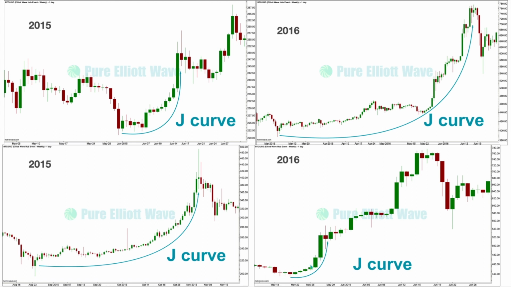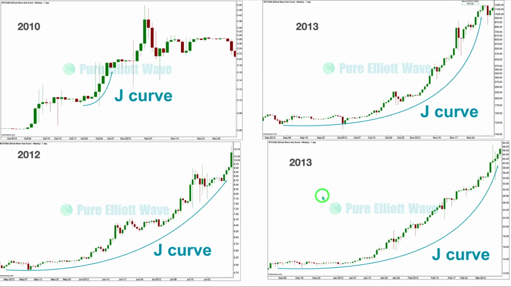So in 2016, really nice J curve here. Going all the way back to 2010, you can see a really small little example here. 2012, that nice curved growth. And 13, nice curve, another nice curve in 13.